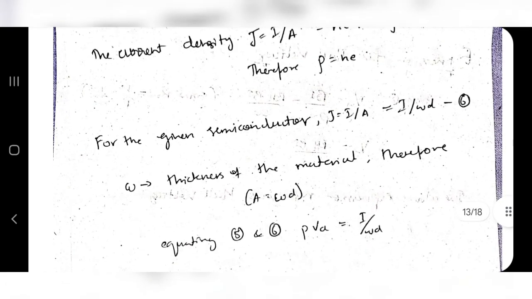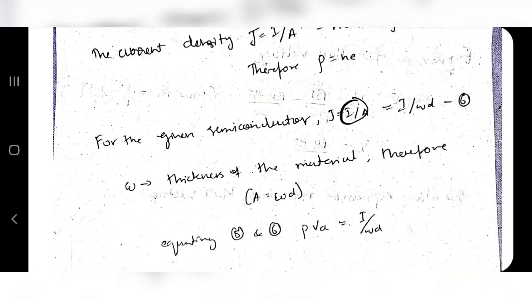Okay, and J is equal to I by A, and that is equal to NEVd, that is equal to p into Vd. p is nothing but NE. Okay, so for the given semiconductor, J is equal to I by A, I will be kept the same. A is equal to W into d.